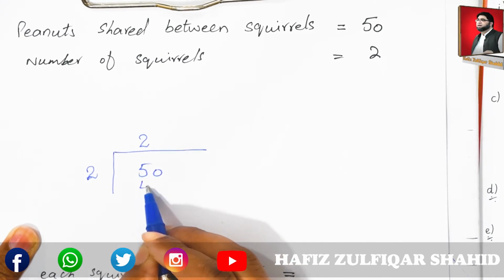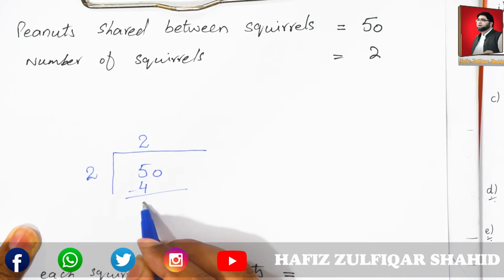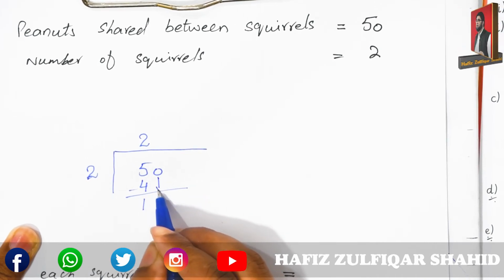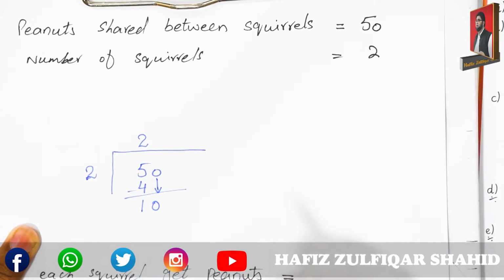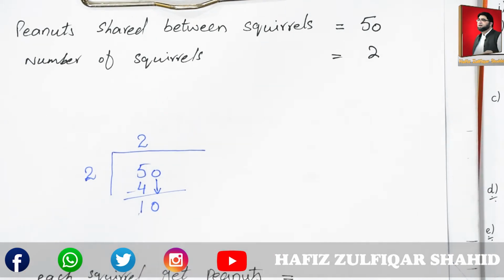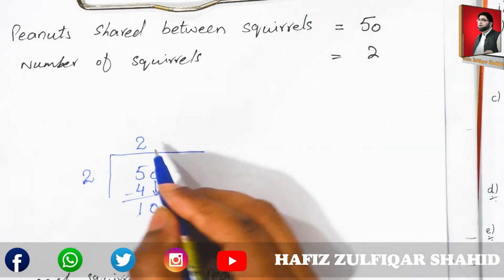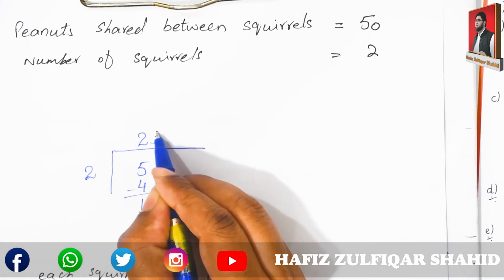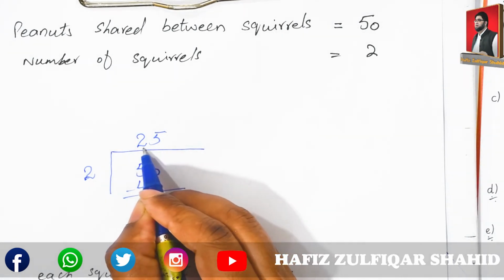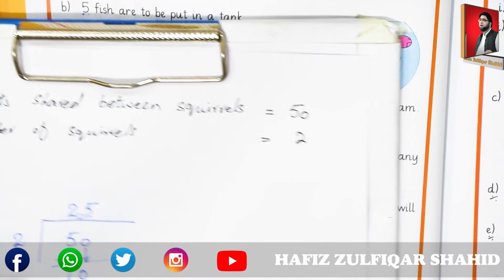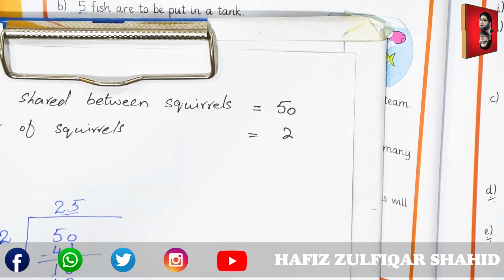2 times 2 is 4. Subtract 4 from 5. 1. Take a 0 down here. Write it against 1. It will be now 10. Now read the table of 2 till you get 10. 5 times 2 is 10. Total answer is 25. It means each squirrel gets 25 peanuts.